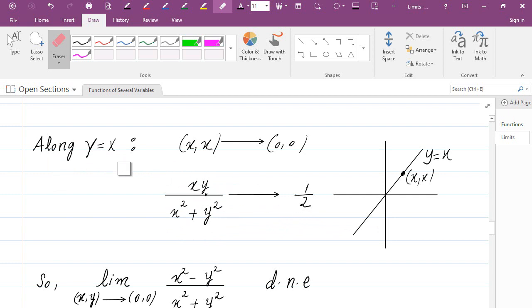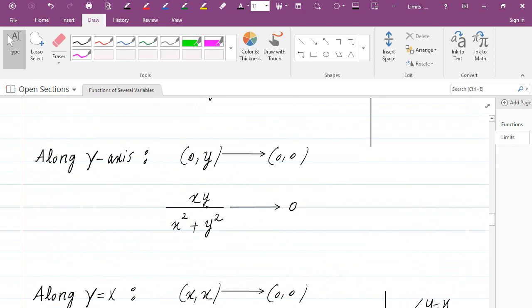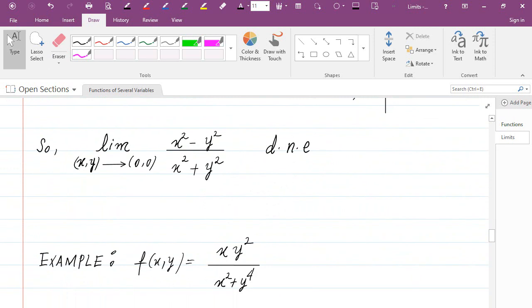So if (x, y) approaches the origin along this line, then the limit is one half, which is different from 0 that we got when we approached the origin along the x or y axis. So we see that the limit as (x, y) goes to (0, 0) does not exist.